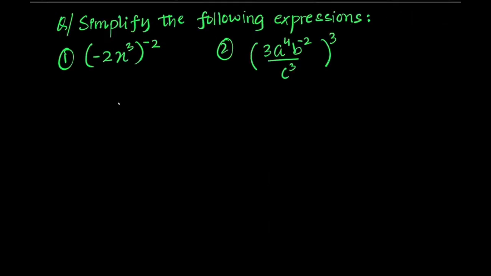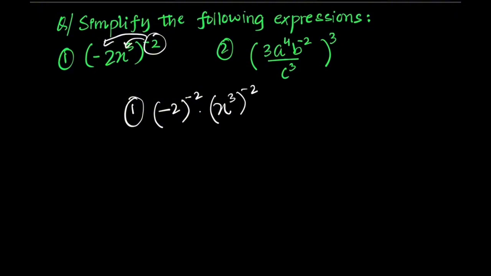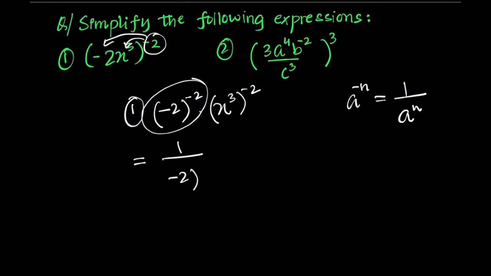Now let's go through this last problem. It says simplify the following expression. So let's simplify the first expression. In this case, this exponent applies to both negative 2 and x raised to 3. That means I can write it as negative 2 raised to negative 2 times x raised to 3 whole raised to negative 2. This equals, using the rule of negative exponents, I can write a raised to negative n as 1 over a raised to n. So I can write this negative 2 raised to negative 2 as 1 over negative 2 raised to 2.